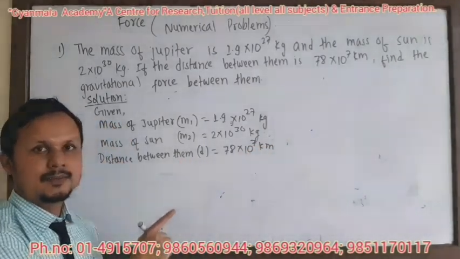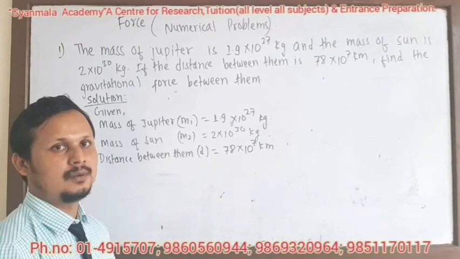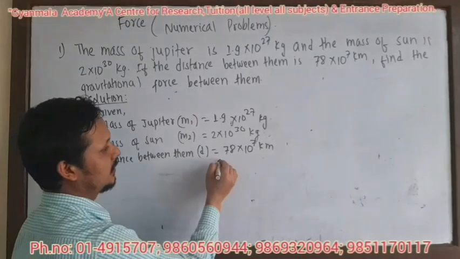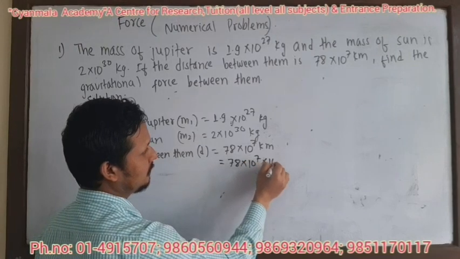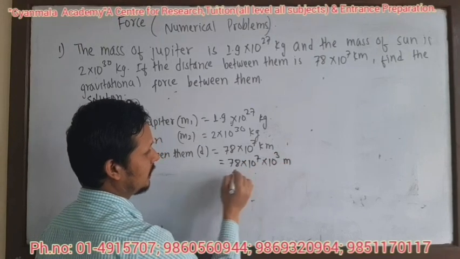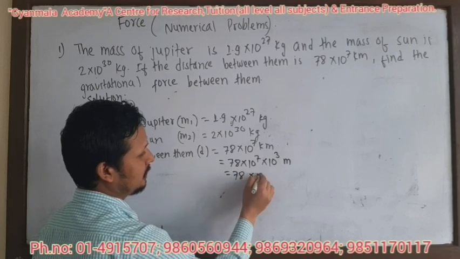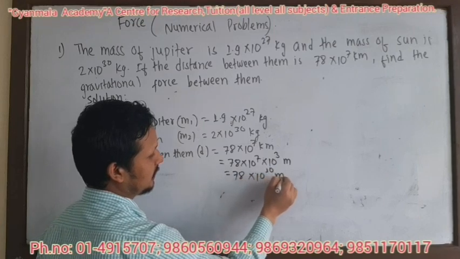If the distance is given in kilometer or centimeter, always you have to change the distance into meter. Equals 78 into 10 to the power 7 into 10 to the power 3 meter, equals 78 into 10 to the power 10 meter.